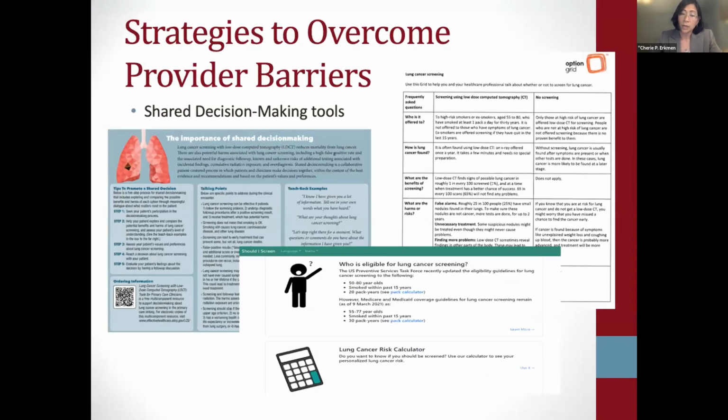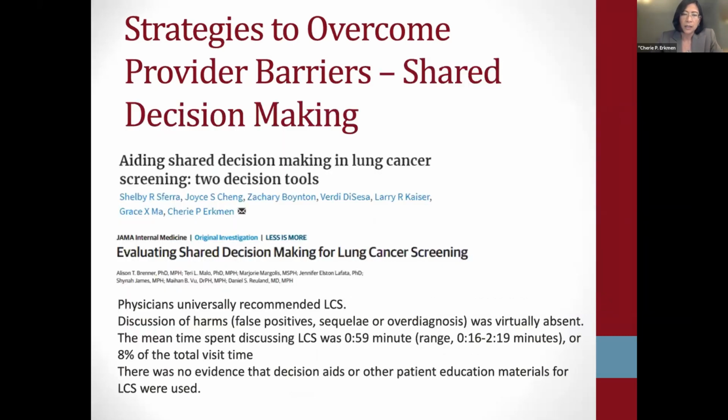And so Should I Screen is a great resource. Again, AHRQ has a resource, and another resource is called Option Grids, which we developed at Dartmouth. And looking at these, the shared decision-making tools are very time-consuming. They are largely equivalent in supporting a conversation, but the ones that are more effective take more time.